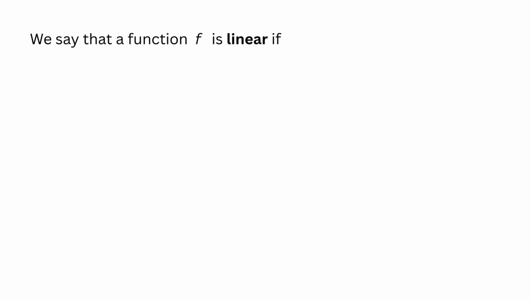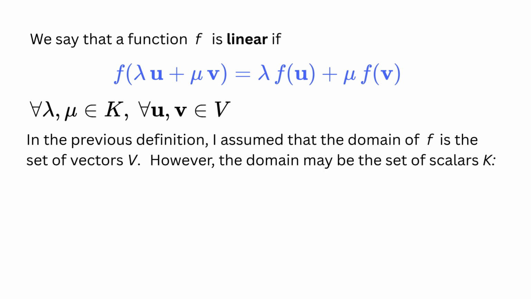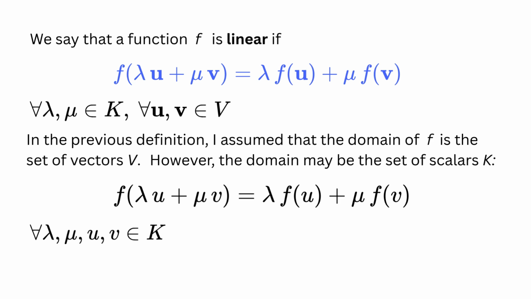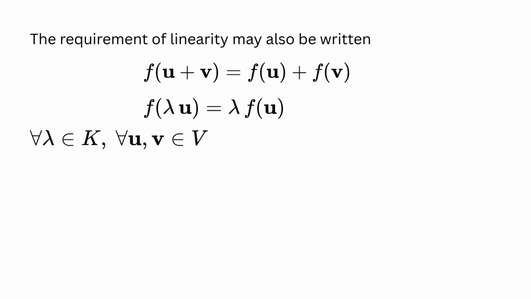We say that a function f is linear if, for all scalars lambda and mu, and all vectors u and v, the following equality is true. In the previous definition, I have assumed that the domain of the function f is the set of vectors V. However, a linear function can be defined with domain the set of scalars K. After all, the two sets K and V can be equal. The requirement of linearity may also be written as two equations in the following form.